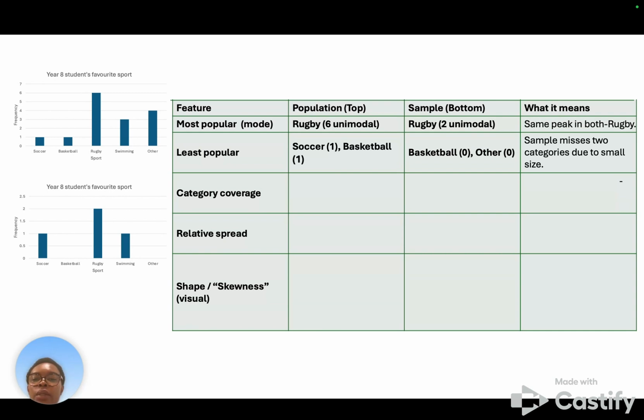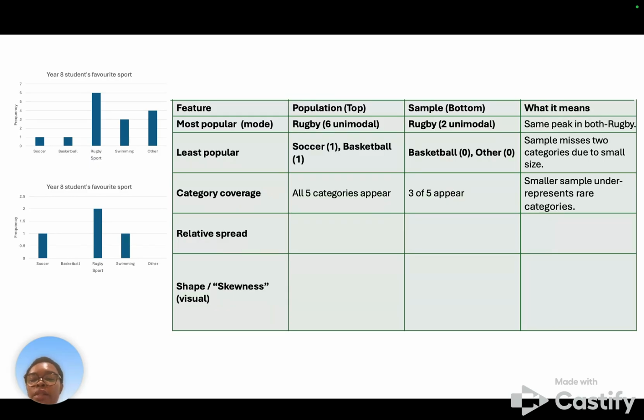Okay, now looking at the category coverage, in the top graph, every type of sport has a selection. Okay, so every type of sport there, soccer, basketball, rugby, swimming, and other, they have somebody selecting them as their favorite. So every category there is properly covered. In the bottom one, basketball and other miss out. So that means that 3 out of 5 are covered and 2 are not. So again, that is because of the sample size.